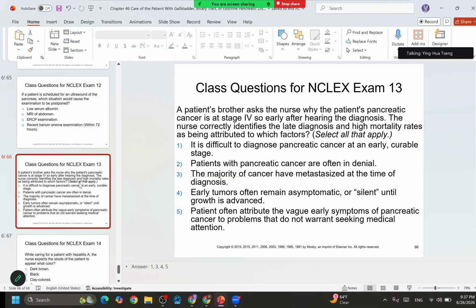Okay, number 13. A patient's brother asks the nurse why the patient's pancreas cancer is stage 4 so early after hearing the diagnosis. The nurse correctly identifies this late diagnosis and high mortality rate as being attributed to what factors? That means, why does it spread so fast?